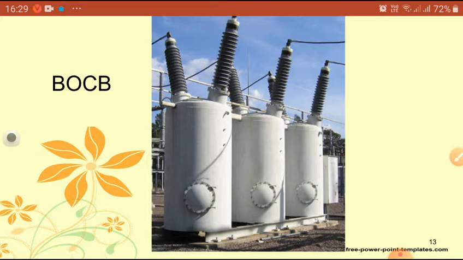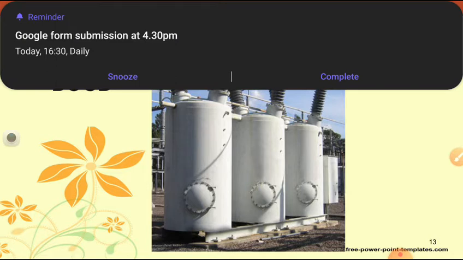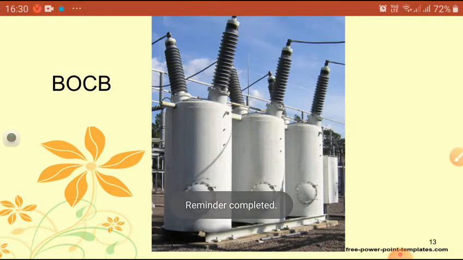Now let us see a simple operation. What is inside oil circuit breakers? As we know, there are single break operation and double break operation. In previous classes we have seen single break and double break operation inside the breaker. If the arc comes at only one place while closing and opening, that is a single break. If the arc comes at two places, then it is a double break operation. Let us see one by one clearly.